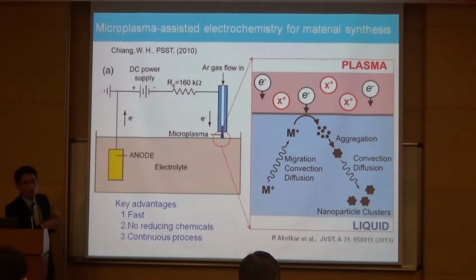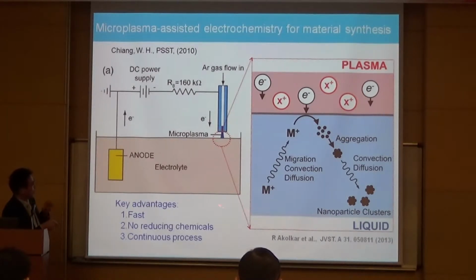Think about the conventional wet chemistry. You need hours to do the redox reaction, depending on the chemistry in the electrolyte. But using this idea, because the high electron flux comes from the plasma, we can initiate the redox reaction in a very, very fast way. And you can control the current from the plasma, so we can control the reaction rate.